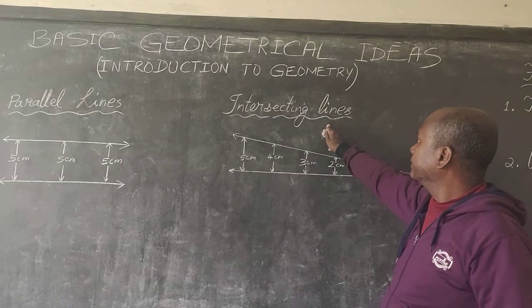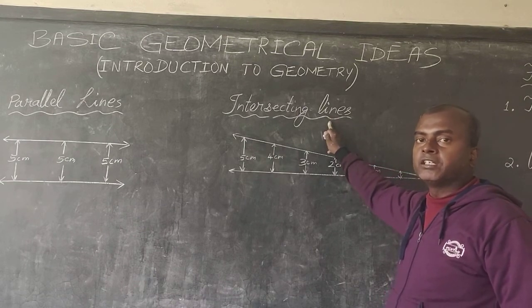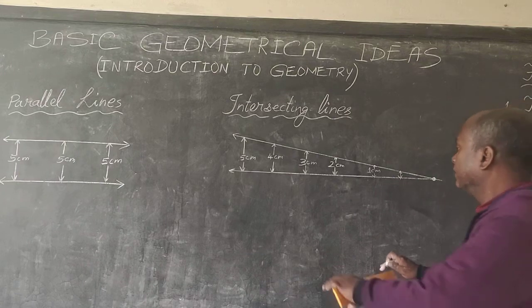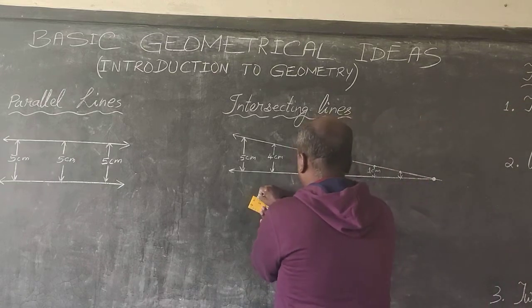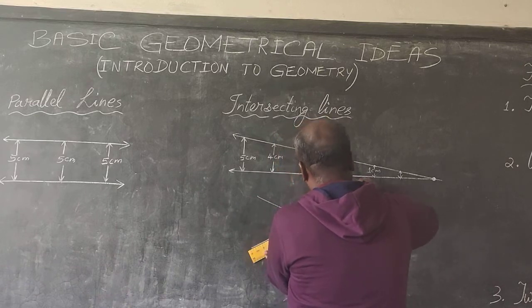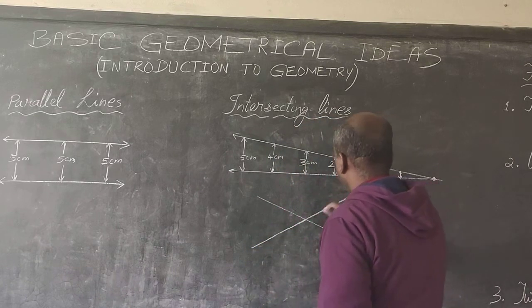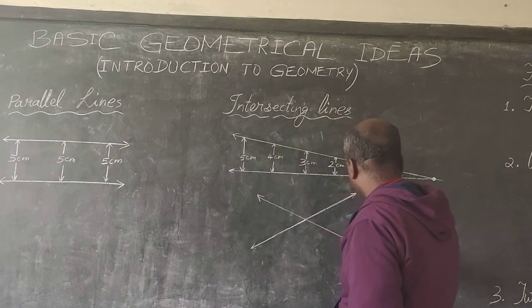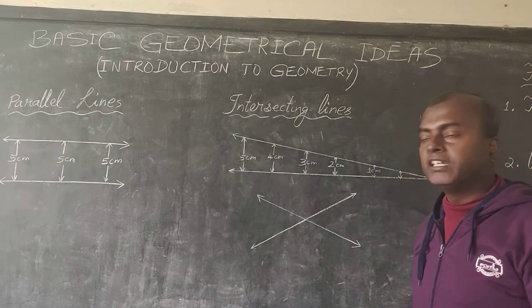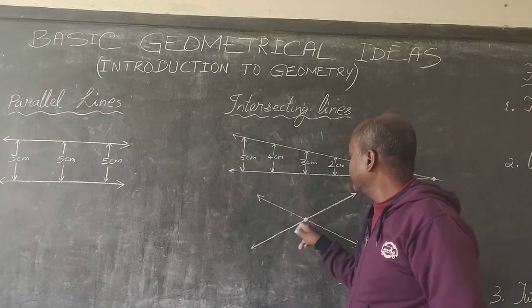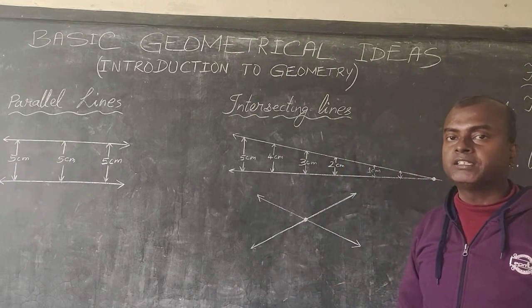So those lines that meet each other are known as intersecting lines. Even this is also another example of intersecting lines. Two lines crossing each other. This is one line and this is another line. Remember, two lines can intersect each other only at one point. So these two lines are called intersecting lines.